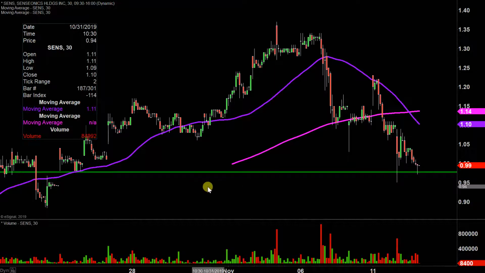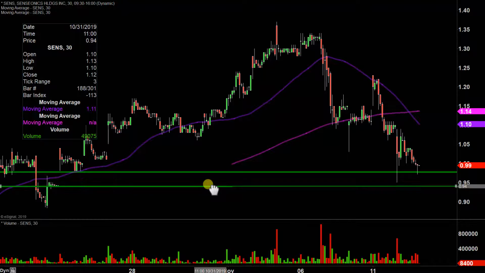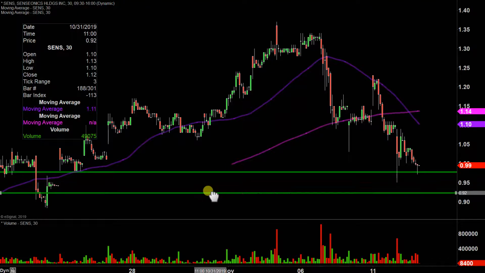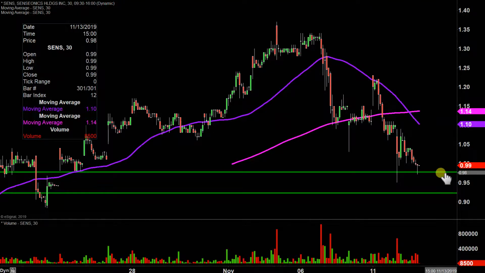In the event 98 cents does not quite hold up, then the next key level of support after that will be down there around the 92-cent mark. So 98 and 92, next couple of areas of support going forward. So we'll see how this one continues to play out.